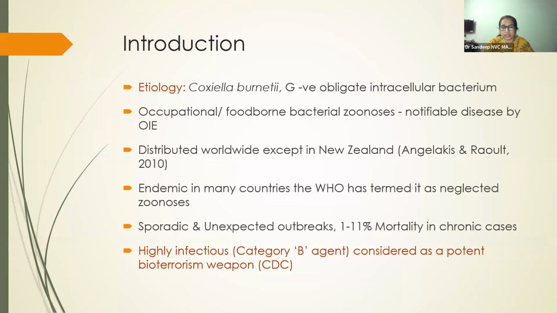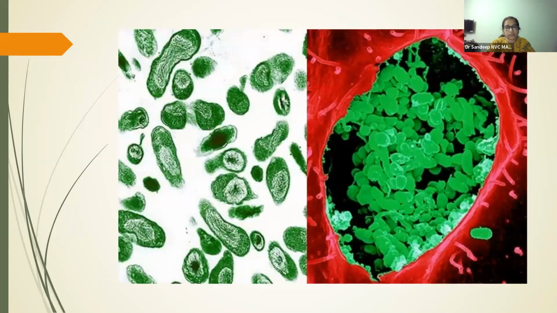The mortality rate is 1 to 11%. On the basis of biological agent classification, it is highly infectious and comes under category B agent. Because of that, it is also considered a potent agent for bioterrorism. This is an electron microscopic observation of Coxiella burnetii.